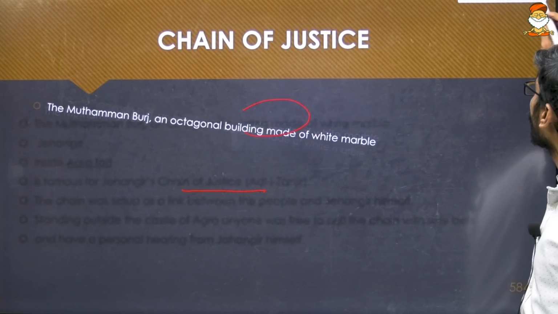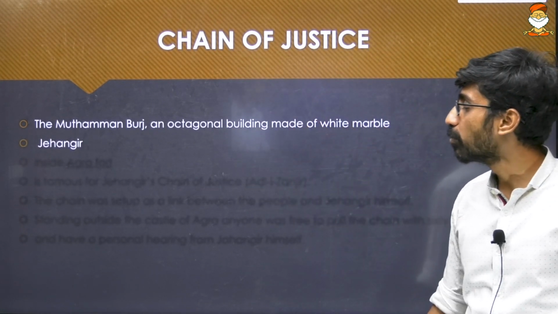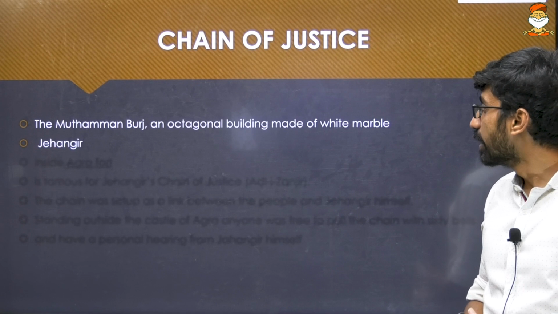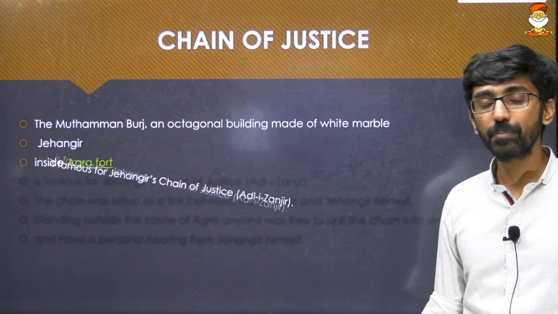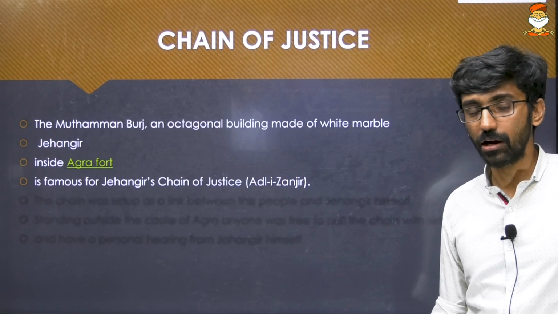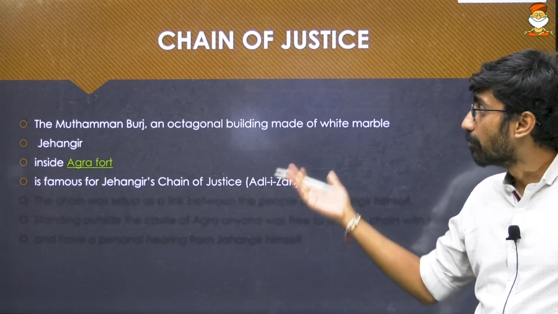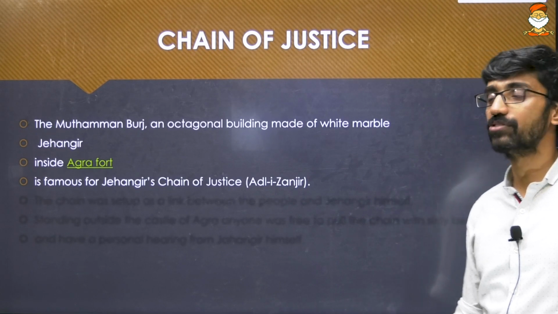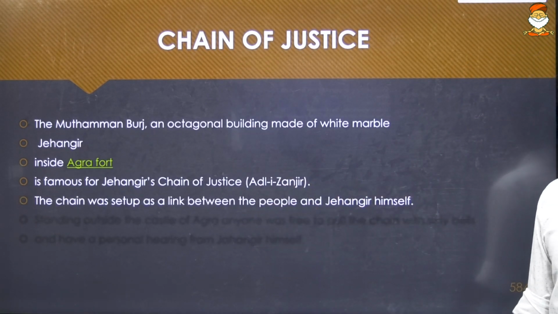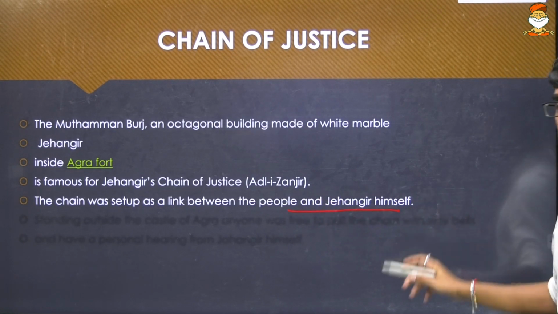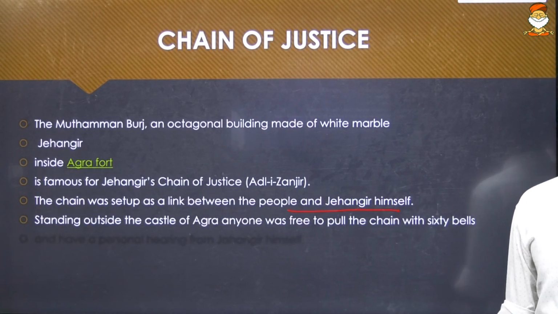Again, one more important aspect of Jahangir is the chain of justice, in the Musamman Burj, an octagonal building made of white marble by Jahangir. It was inside the Agra fort, and people who wanted to approach the king to get justice could come and utilize this chain of justice. It's famous as Jahangir's chain of justice, that is Adl-i-Zanjir. A chain was set up as a link between the people and Jahangir himself.